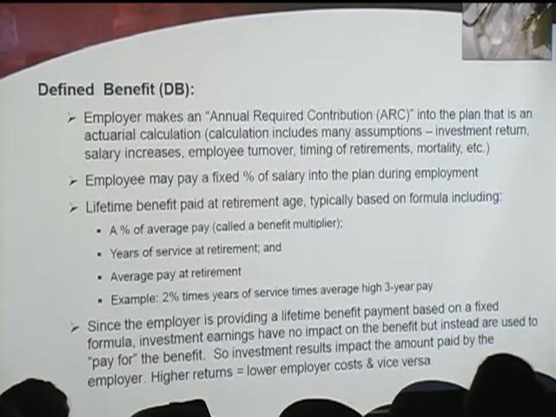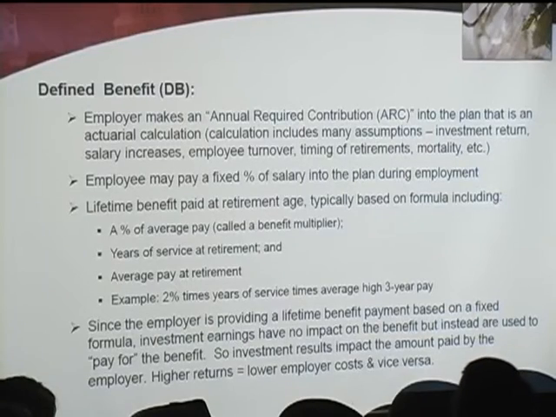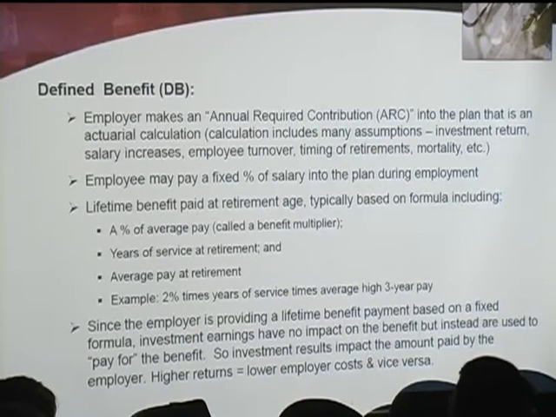The benefits are usually a factor of years of service and average pay and what they call a multiplier. So I think our town plan, the multiplier is 2.275%. So when you retire with the right number of years, basically if you have 20 years in, it's 20 years times that 2.275%. It calculates your retirement. Since the employer is providing a lifetime payment based upon a fixed formula, the investment earnings, as I indicated earlier, basically have no impact on the benefits that are paid.